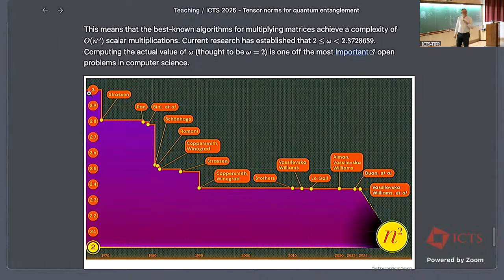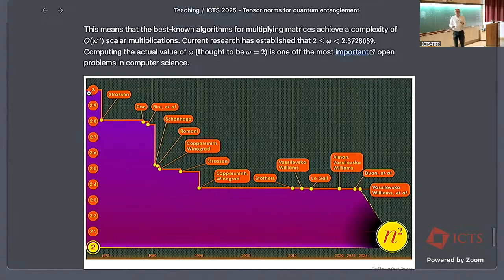And people think it's 2. So people think you can multiply n cross n matrices in time which is n squared plus epsilon. So they think that this should be 2, but it's one of the most important open problems.